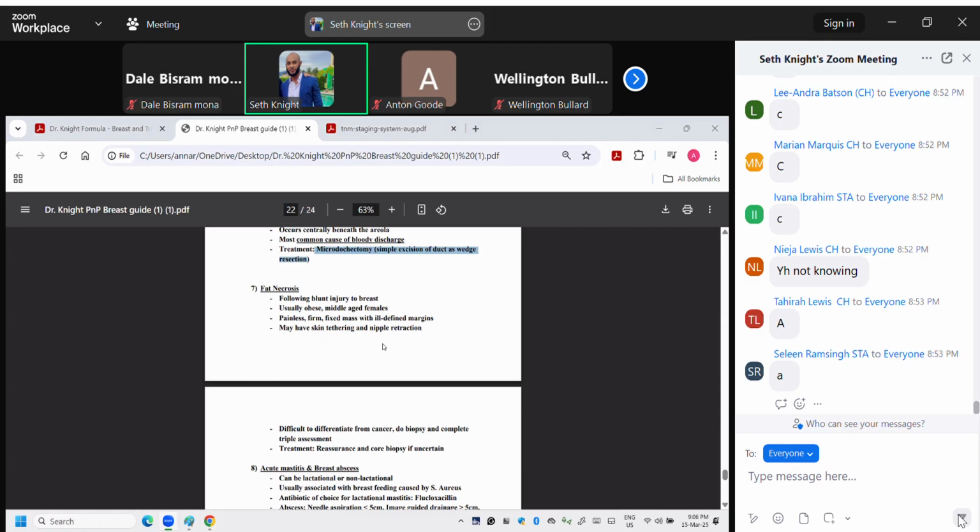So fat necrosis, yes, you might think trauma. Yes, you might think fat necrosis. It could very well be breast cancer. And that lady, unfortunately, actually did have stage 4 breast cancer with mets.